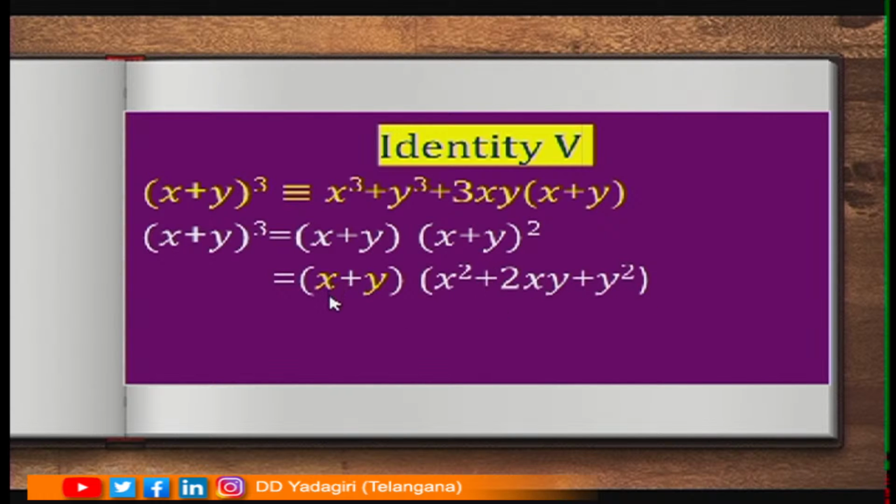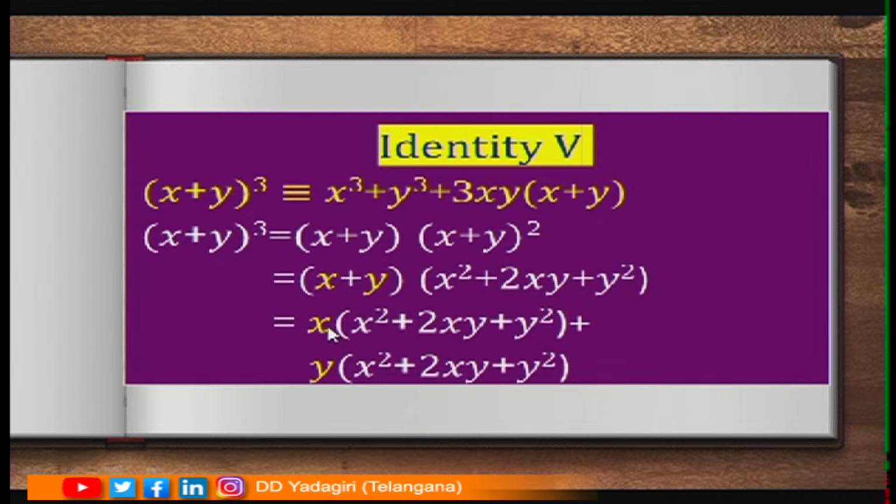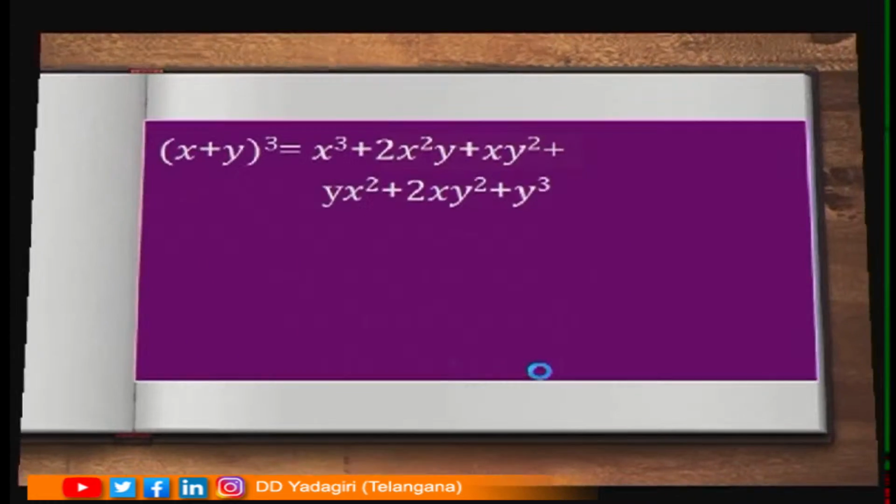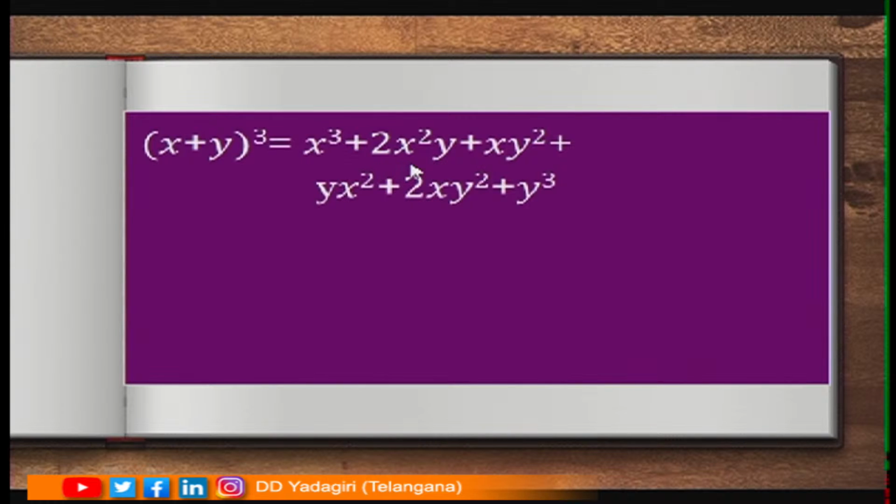Now, we can separate this, you can write as x into (x square plus 2xy plus y square), y into (x square plus 2xy plus y square). Now, you can multiply: x into x square as x cube, x into 2xy as 2x square y, x into y square as xy square. Likewise, y into x square, y into 2xy is 2xy square and y into y square is y cube. So, you get x cube plus 2x square y plus xy square plus yx square plus 2xy square plus y cube.